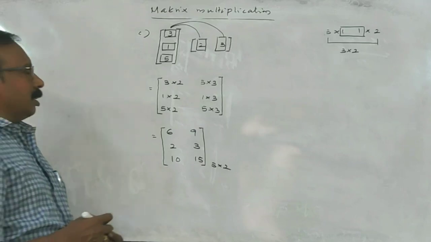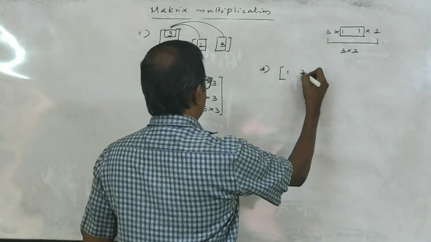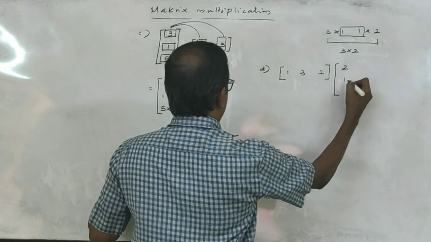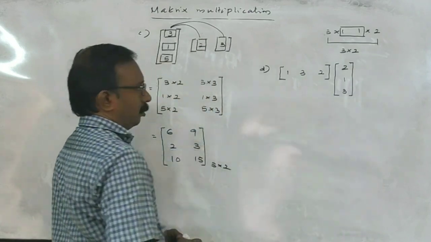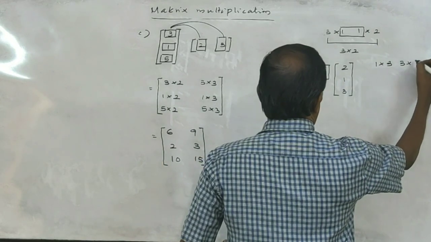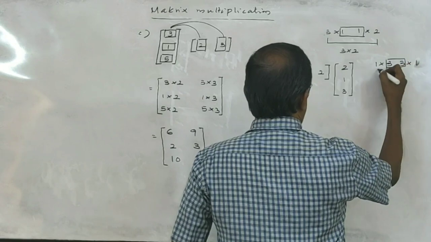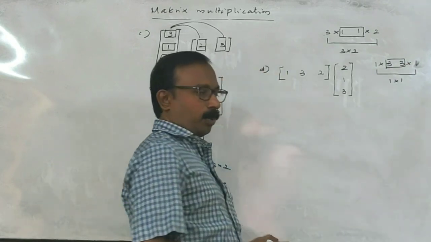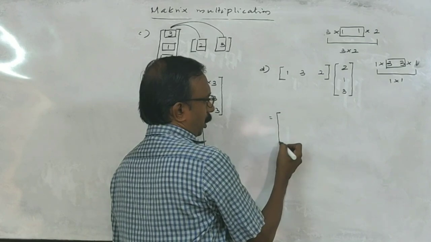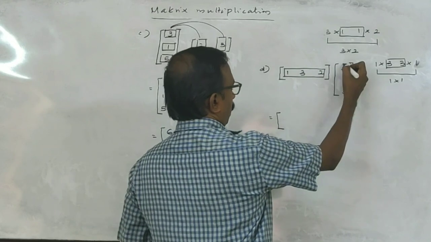Let me check another example. The first matrix is, and the second matrix is, here the first matrix is of order 1 by 3 and the second matrix is of order 3 by 1. So multiplication is possible and the product matrix is of order 1 by 1. How to multiply this matrix? It has only 1 row and 1 column. First select the row number. Here select the column number.